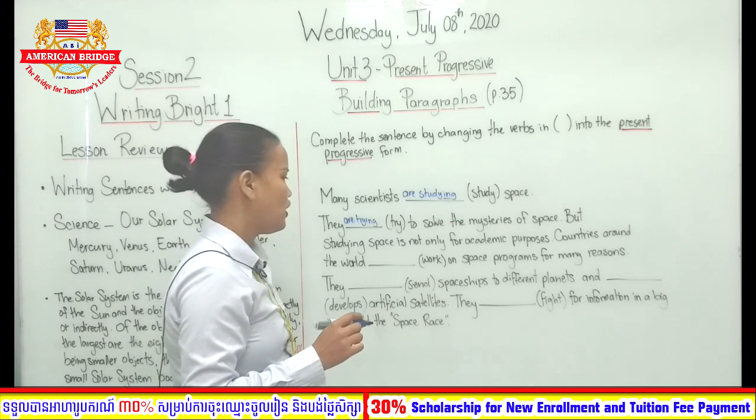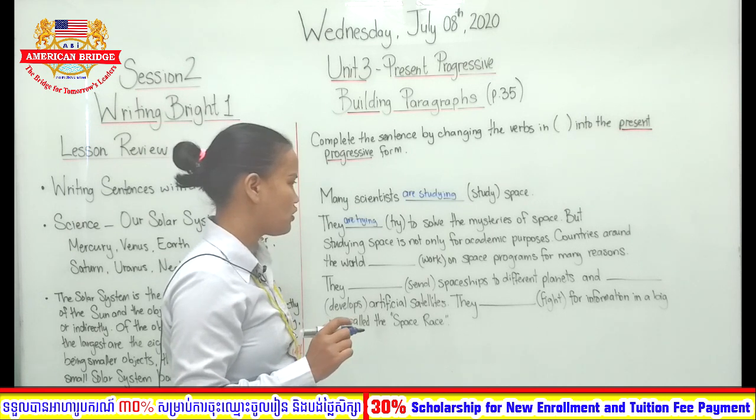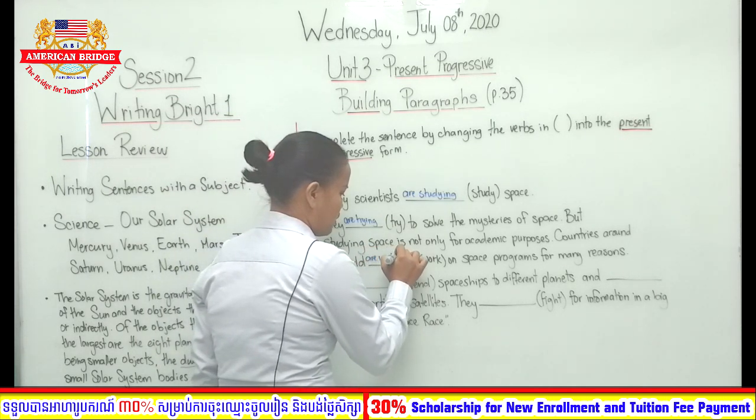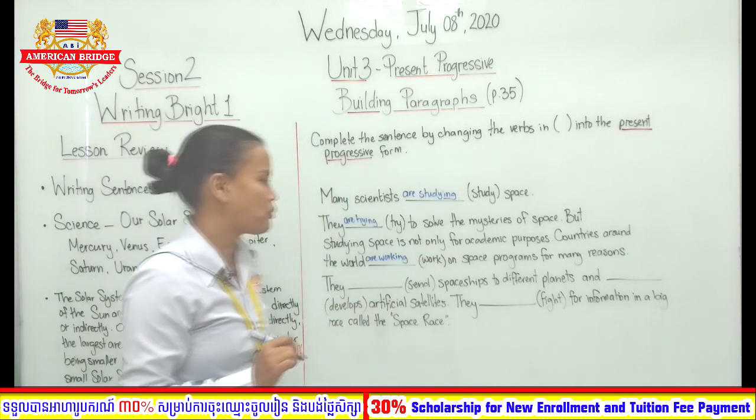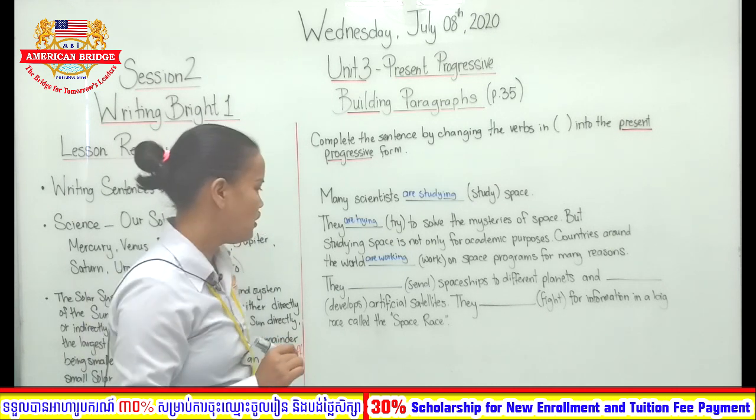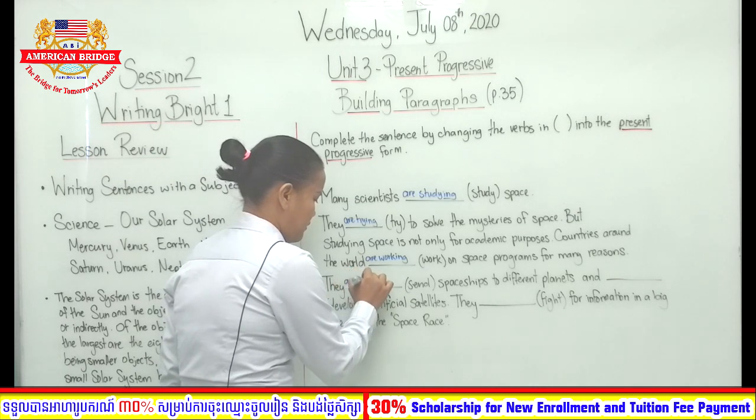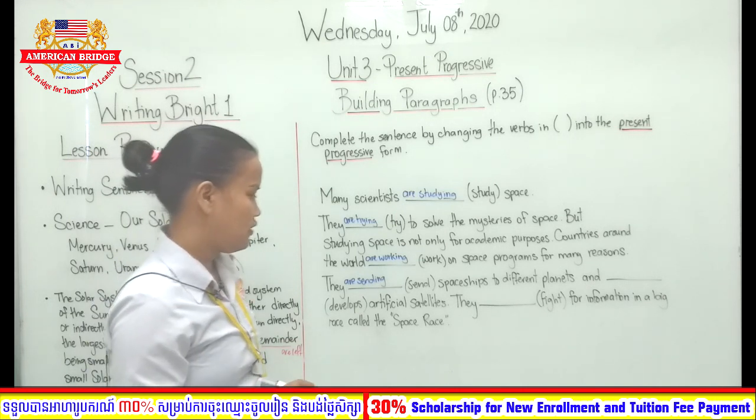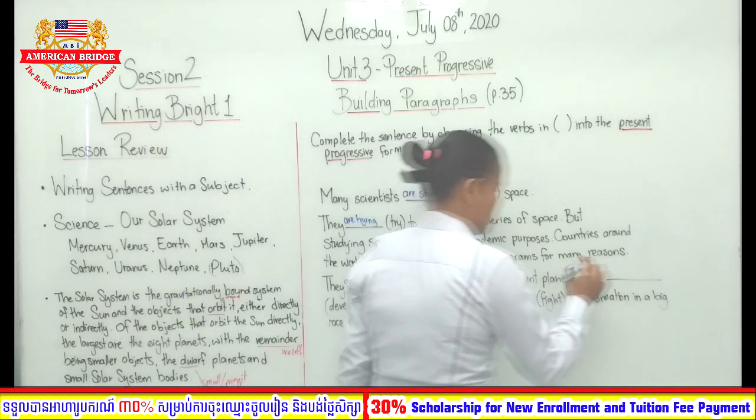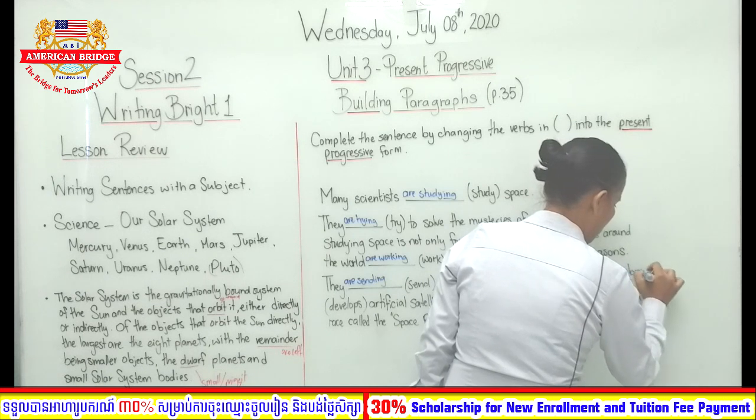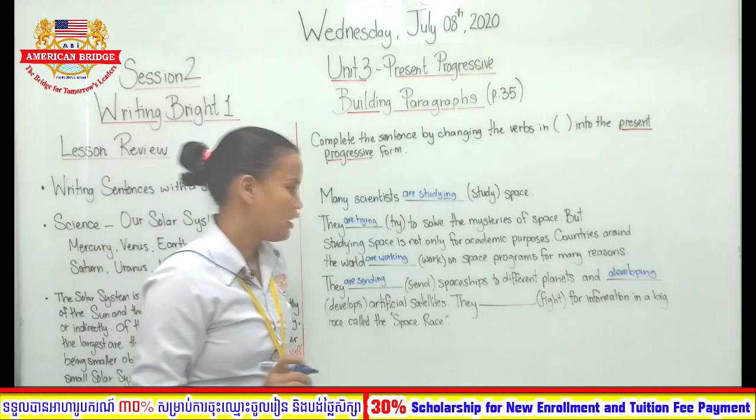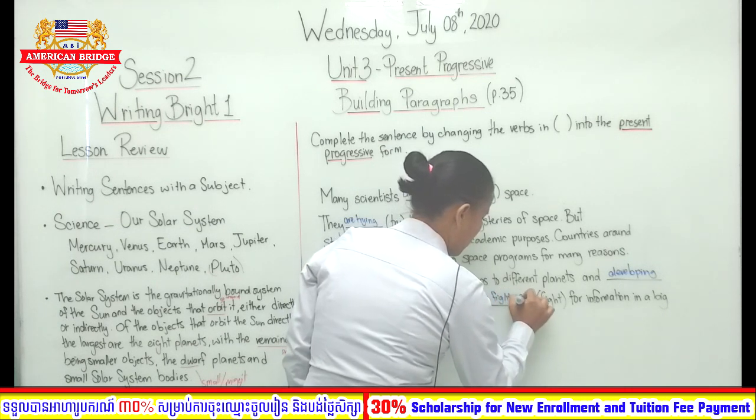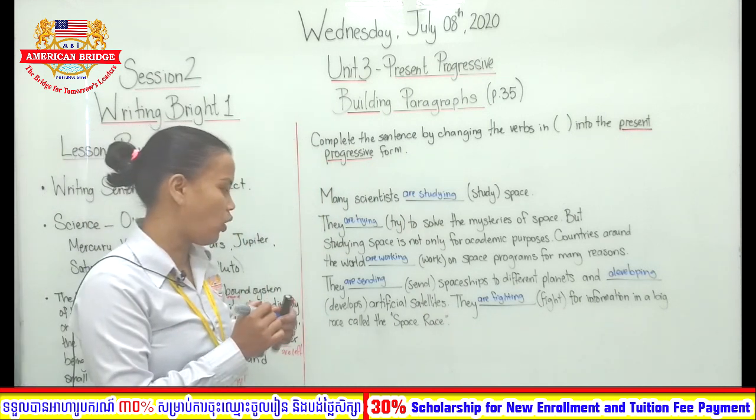But studying space is not only for academic purpose. Countries around the world, good, are working on space programs for many reasons. They are sending spaceships to different planets and developing artificial satellites. They are fighting for information in a big race called the space race.